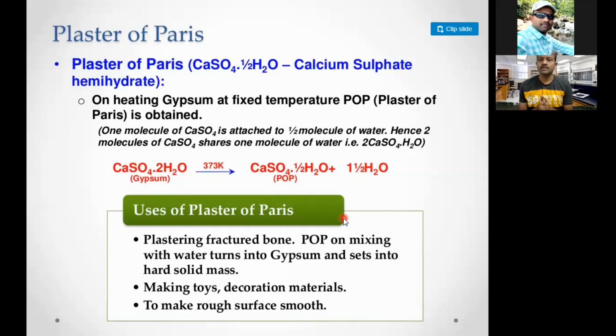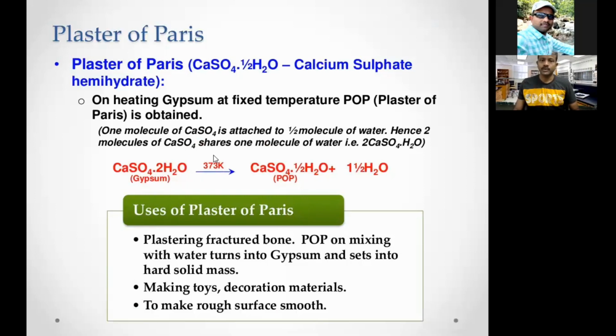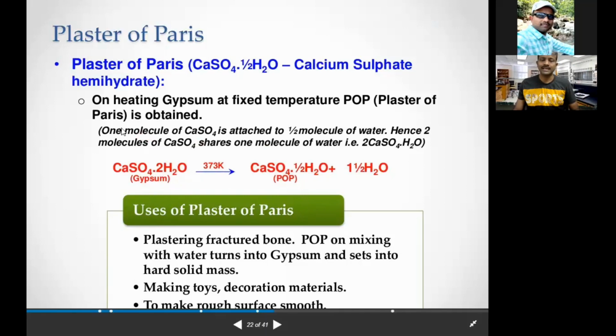By heating gypsum. What is the formula of gypsum? Calcium sulfate dihydrate, CaSO4·2H2O, is the formula of gypsum. When you heat this at 373 Kelvin, it loses one and a half water molecules. From two water molecules, it loses one and a half, and this calcium sulfate with half a water molecule gives you POP. To finish our walls also we use this POP, to prepare smooth walls, we use POP or plaster of Paris.